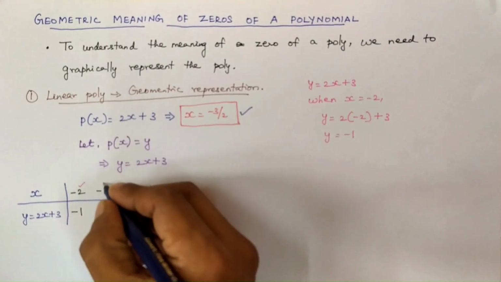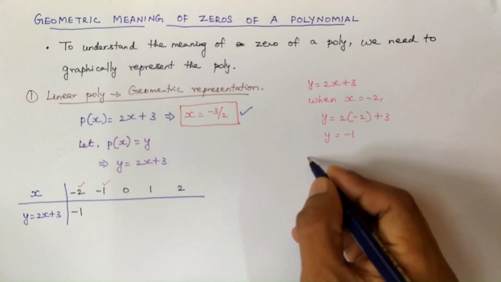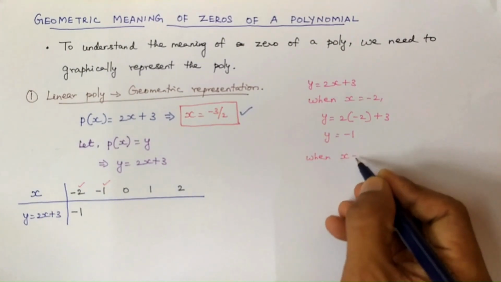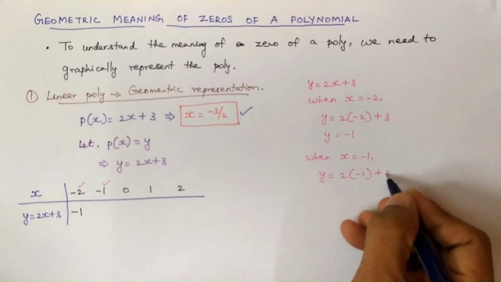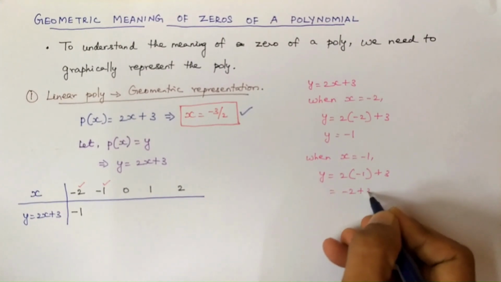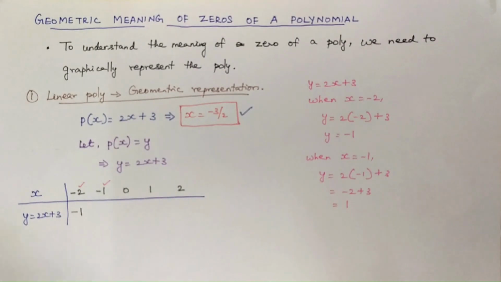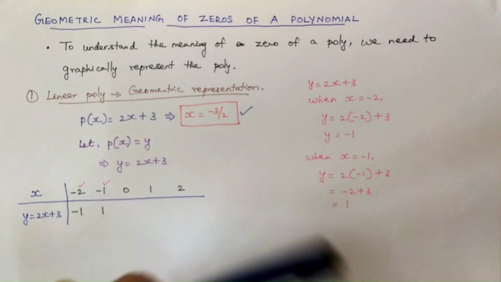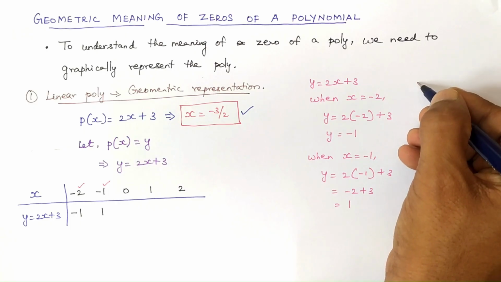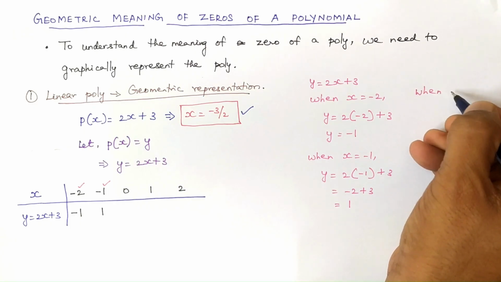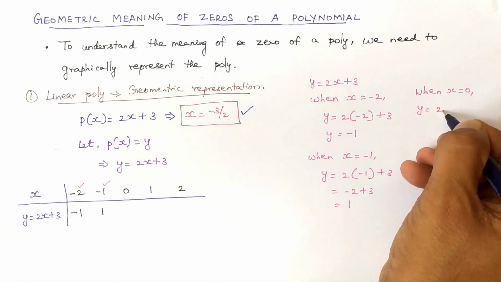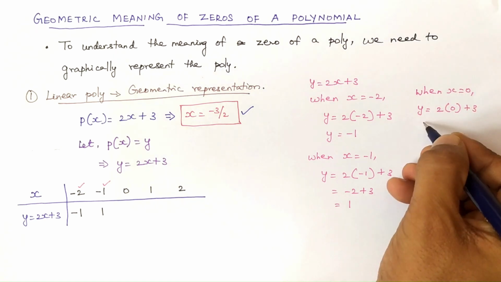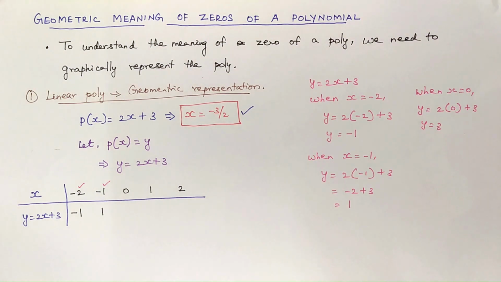When x is equal to minus 1, y is equal to 2 into minus 1 plus 3, that is equal to minus 2 plus 3, that is equal to 1. When x is equal to 0, y is equal to 2 into 0 plus 3, so y is equal to 3.